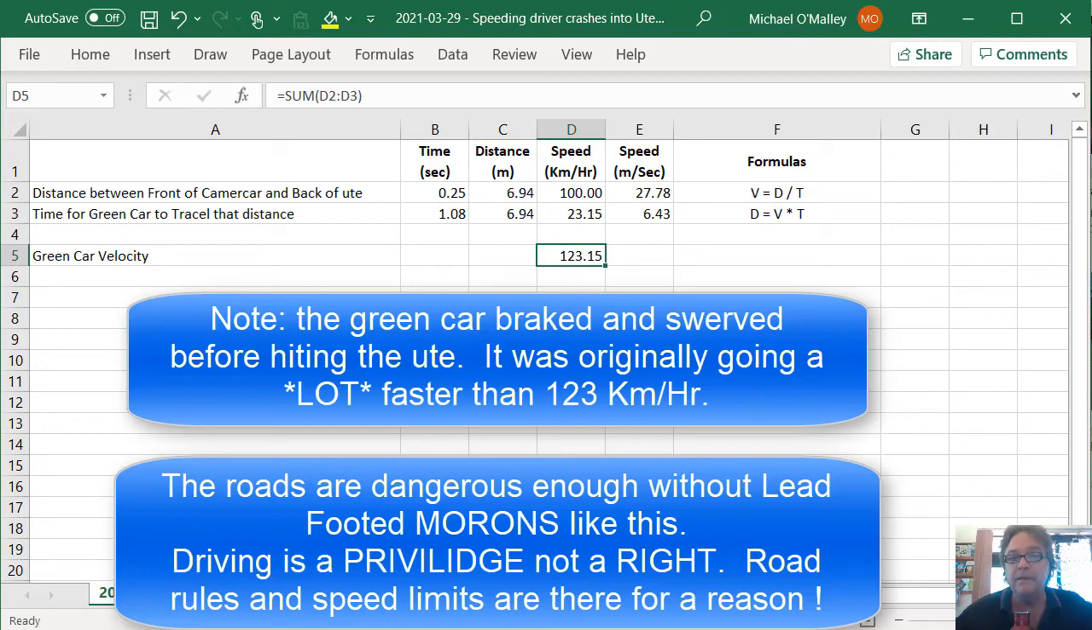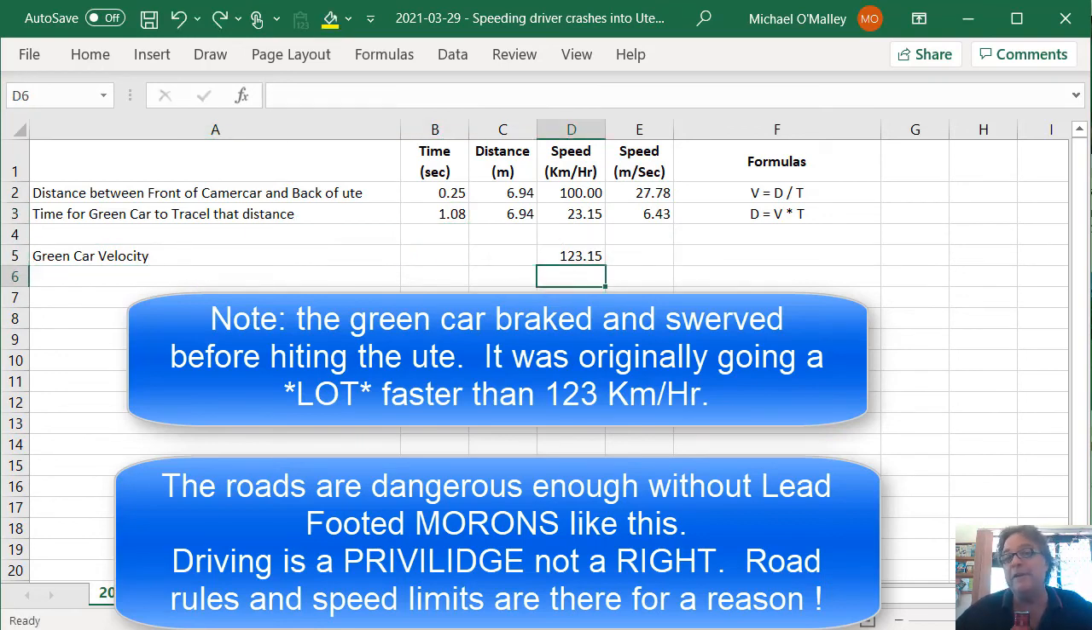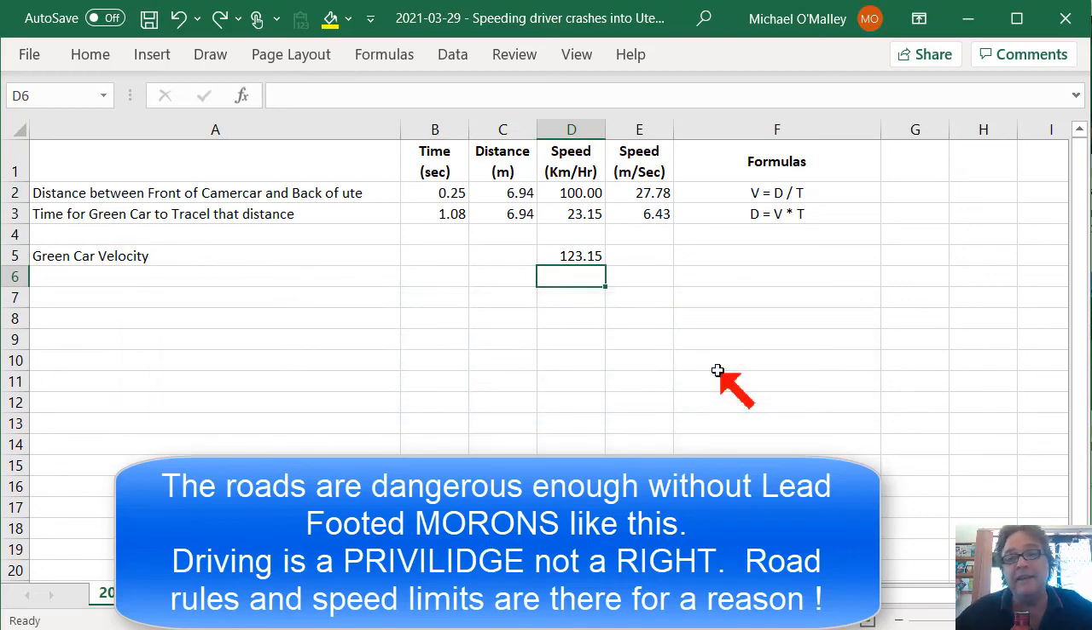This time should be a lot less. If they hadn't slowed down, this time might have been 0.5 seconds, which would have put them at 150 kilometres an hour. So the green car was speeding its ass off, driving like an idiot, driving without due care. What can you say? Just another idiot on the road who's going to murder the rest of us careful drivers.